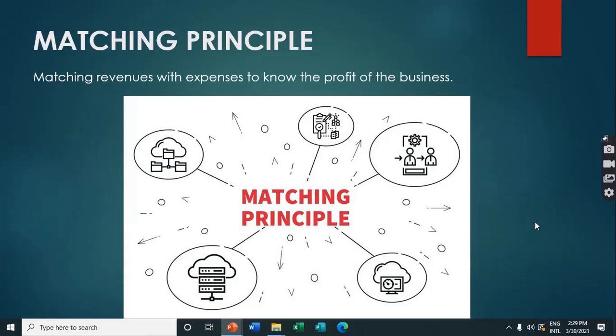And next is, we have also the matching principle. So, when we say matching principle, matching revenues with expenses to know the profit of the business. So, i-match mo yung expenses mo sa revenue mo. So, hindi pwede na maglilista ka lang lahat ng kinita mo. Hindi rin pwede na maglista ka lang ng lahat ng ginastos mo. Hindi siya tama. So, in accounting, we need to match them together.